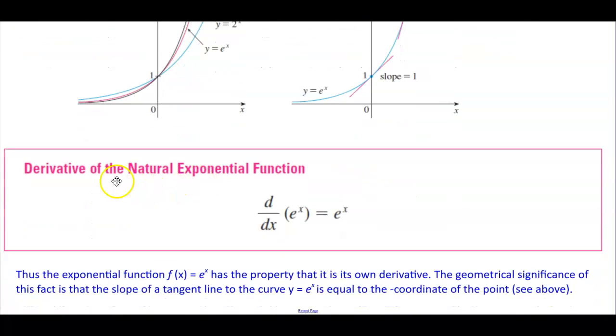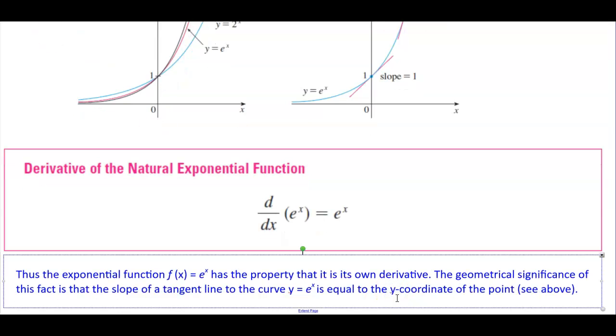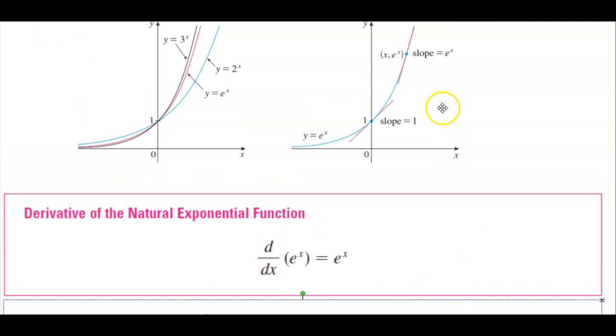So the derivative of the natural exponential function tells us that the derivative with respect to x of e to the x is going to equal e to the x. Thus, the exponential function f of x is equal to e to the x has the property that it is its own derivative. The geometrical significance of this fact is that the slope of the tangent line to the curve y equals e to the x is equal to the y coordinate of the point, which is up here.